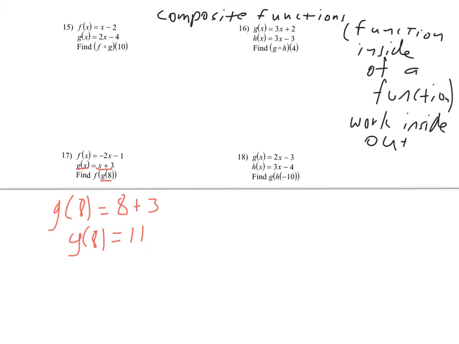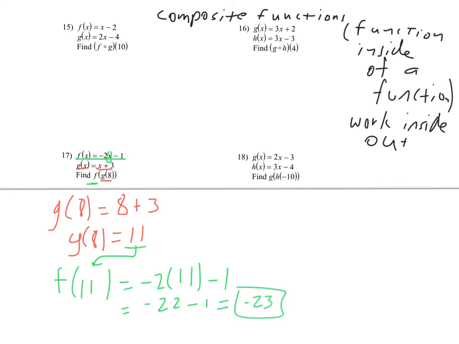Now, we're not done yet, because we have to take that and plug it into the outer piece. The outer piece is an f here. So for f now, I'm going to take my answer from the first part and plug it in to the f. That means I'm going to go over to the f function and replace x with 11. So it's going to be negative 2 times 11 minus 1. Just like we did before, but now over on the f function, I'm going to plug that number in for x. That gives me negative 22 minus 1, and that'll give me negative 23. So there's my final answer.